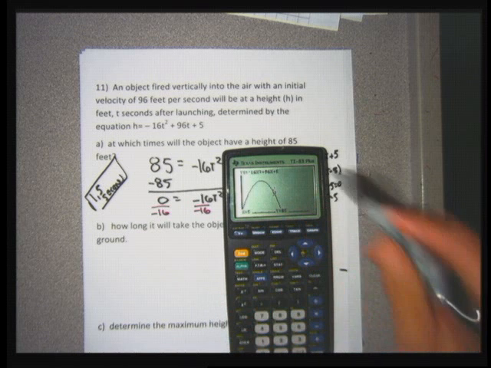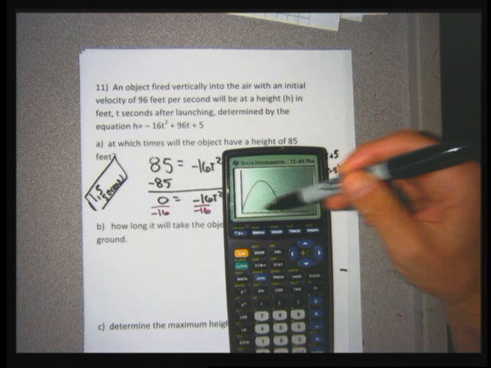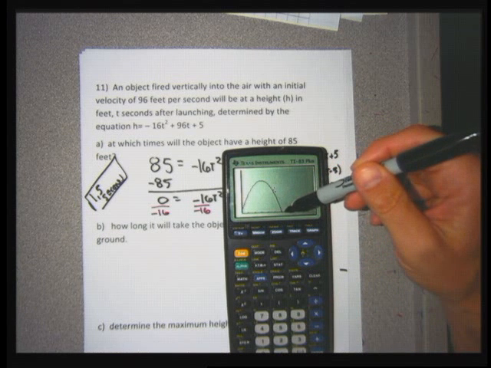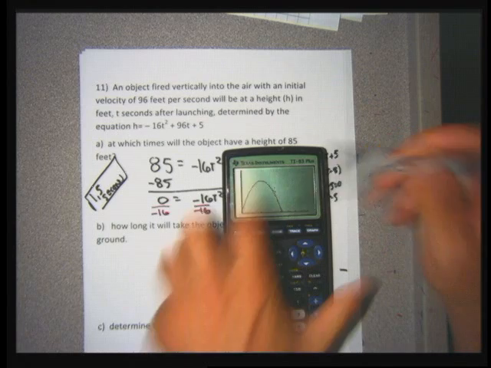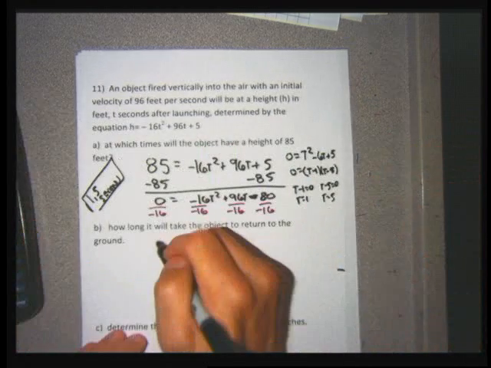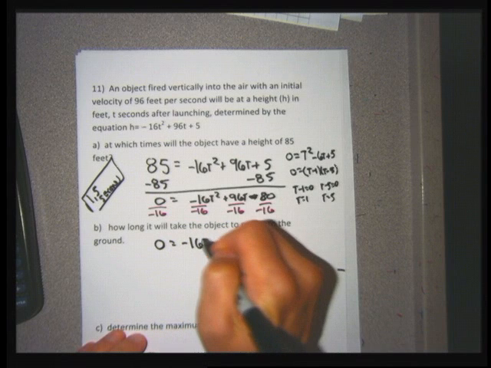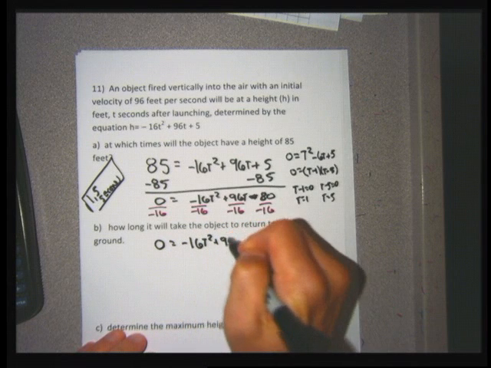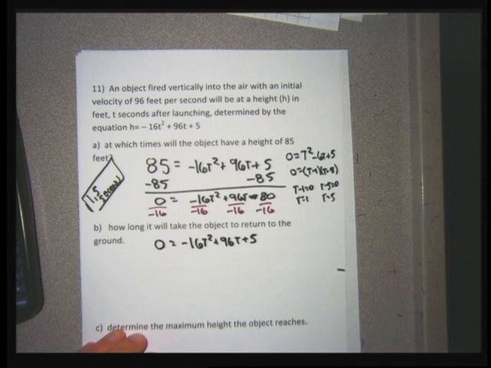How long will it take the object to hit the ground? It's at, looks like 1, 2, 3, 4, 5. It looks like 6 seconds. It might be a little more, it might be a little less than 6 seconds. And to do that, I set the function equal to 0. I'm going to go 0 equal to negative 16t squared plus 96t plus 5. I can't factor that. I'm going to use the quadratic formula.